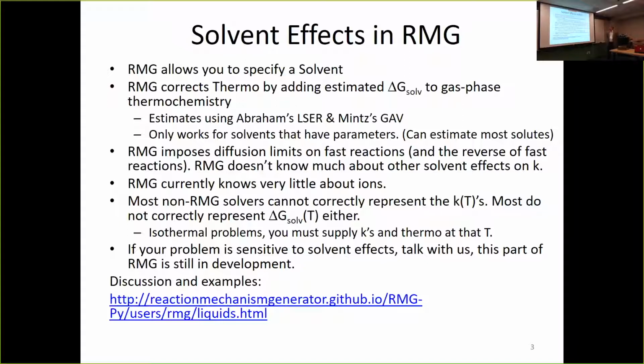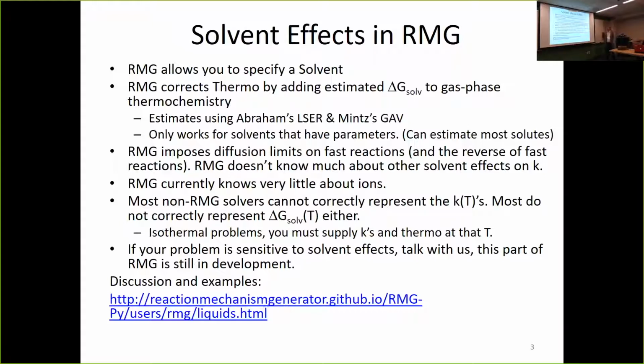Now, this is a highly limited method. It only works for solvents where somebody knows what the Abraham parameters are, which typically means solvents that Abraham studied. And I think there's 16 of them or something like that have good parameters available. So you have to stick to those 16 solvents.